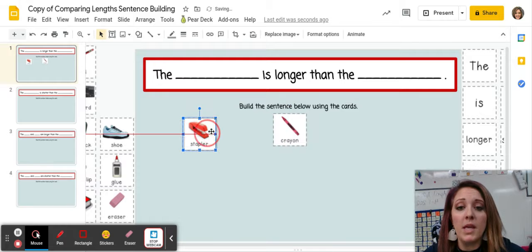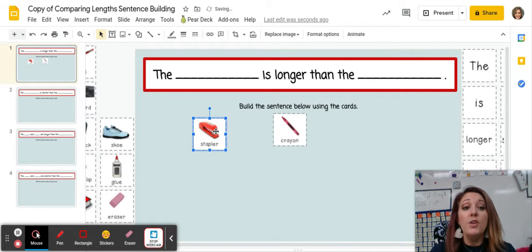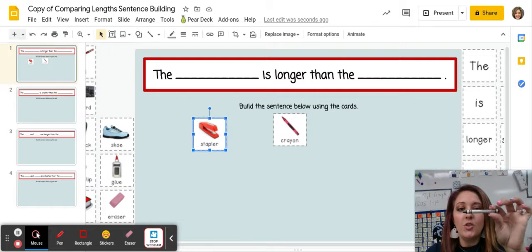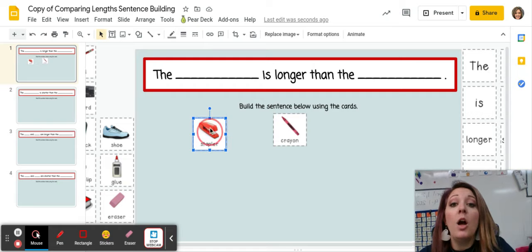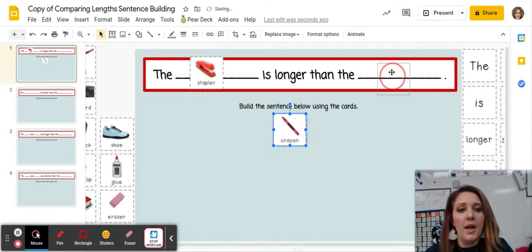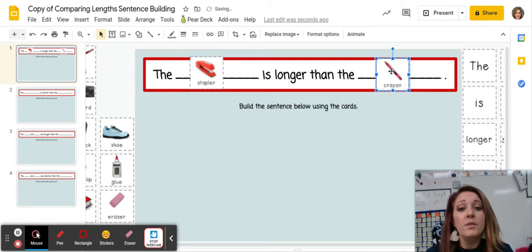I want you to think about the size of a stapler. A regular stapler is about this big, okay? A crayon, I have a crayon right here, it's like this. So if my stapler is this big, and a crayon is this big, that means my stapler would be longer than my crayon. So the stapler is longer than the crayon.